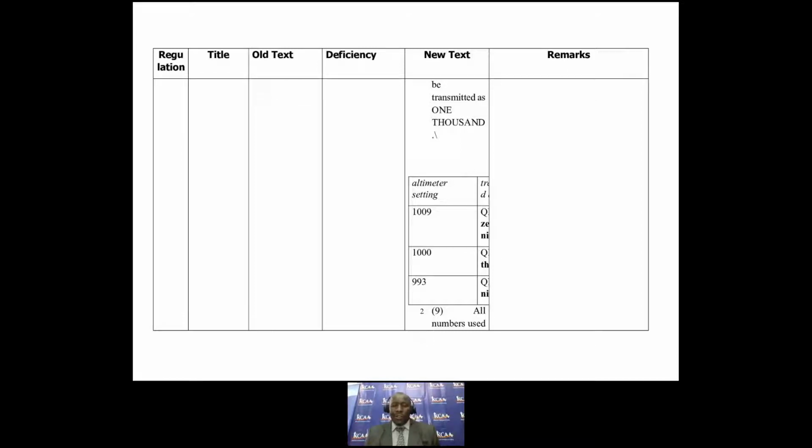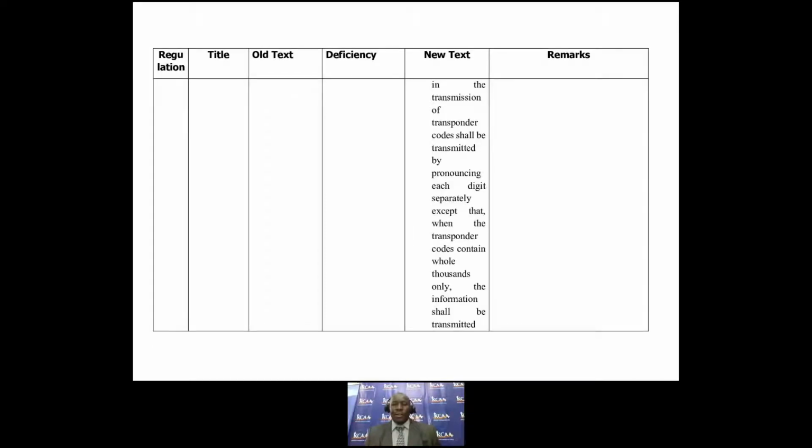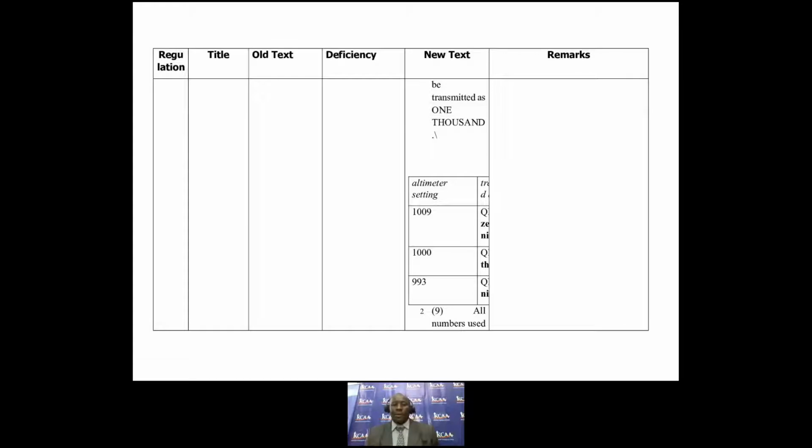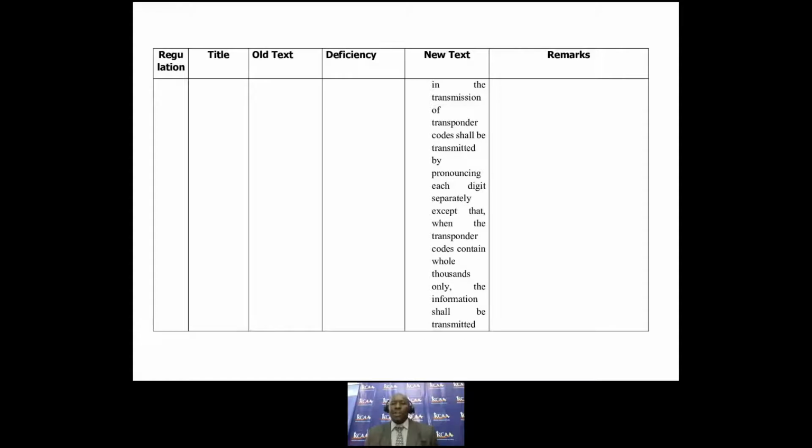I have some text which is hidden there, but for altimeter settings, if you have 100, of course, it indicates how it will be read. So that table should be available. And then we have all numbers used in the transmission of transponder codes, again, how they'll be transmitted, how they'll be pronounced. Again, you have the table which is below it.